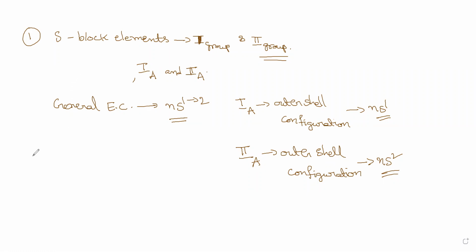These S block elements include alkali and alkaline earth metals.